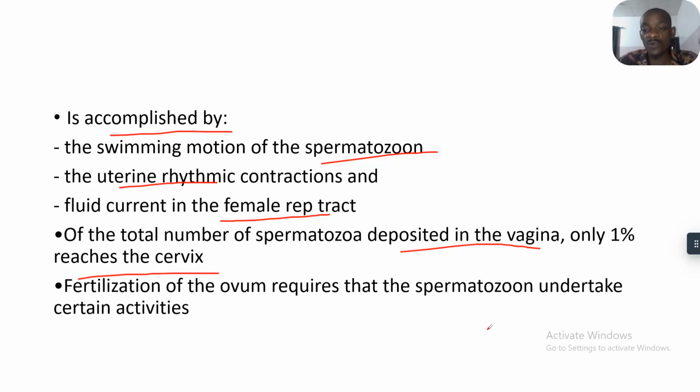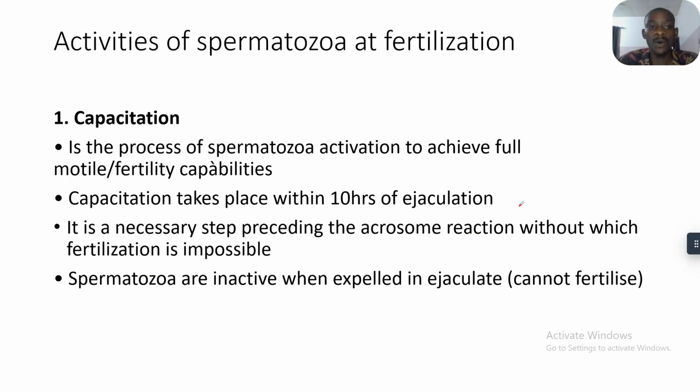Fertilization of the ovum requires that the spermatozoa undertake certain activities. The first of these activities is capacitation. Capacitation is a process of spermatozoon activation to achieve full motility and fertility capabilities. It takes place within 10 hours of ejaculation. It is a necessary step preceding the acrosome reaction, without which fertilization is impossible.